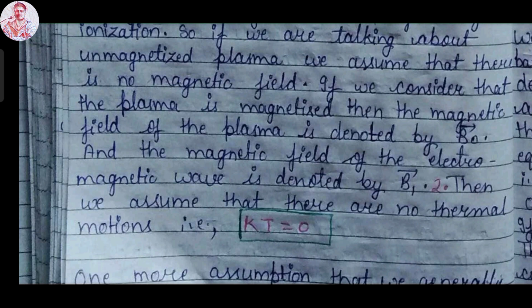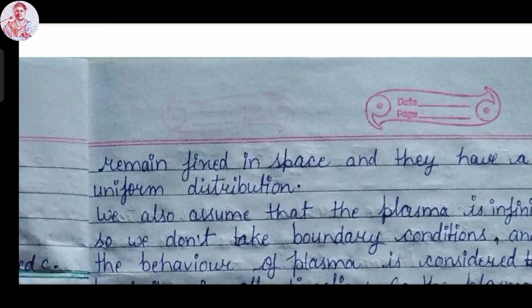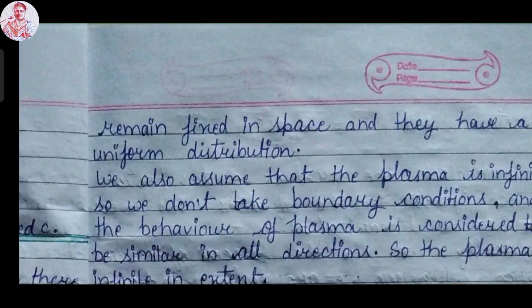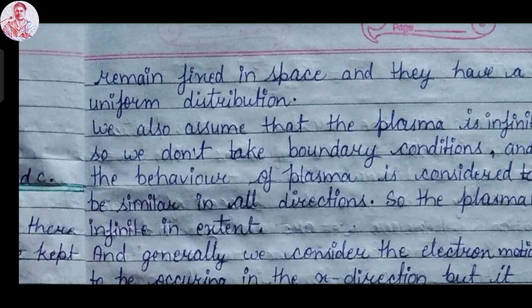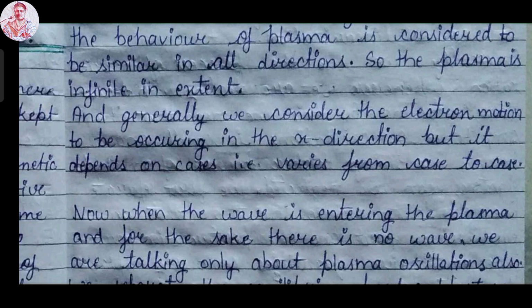Second assumption is that there is no thermal agitation, so kT should be 0. kT is equal to 0. One more assumption that we generally consider is that the ions have a fixed position and a uniform distribution. We also assume that the plasma is infinite, so we don't take boundary conditions on the behavior of plasma. The plasma is considered to be of infinite extent, and generally we consider the electron motion occurring in the direction of x, but it can vary case to case.